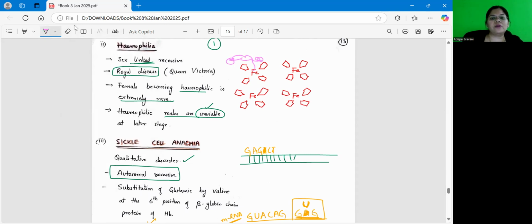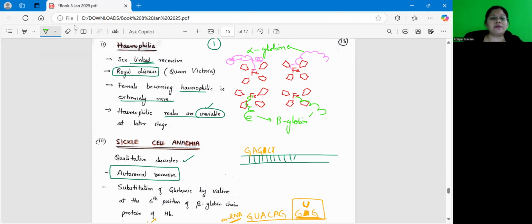And to these heme molecules, I have 2 globin chains. Say this is 1, 2, and 3 and 4. Okay. So here, let me say these are alpha globin. Both of them are alpha globins, and these are my beta globins. Clear? So this will be your 1 molecule of hemoglobin.